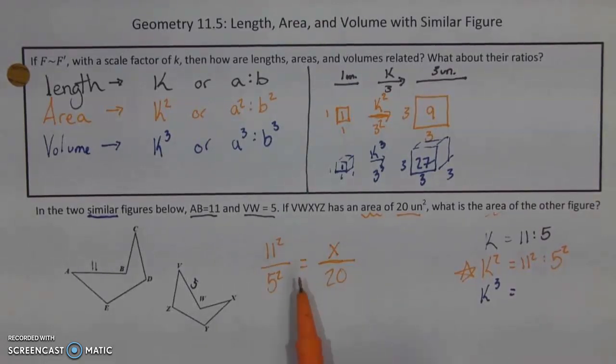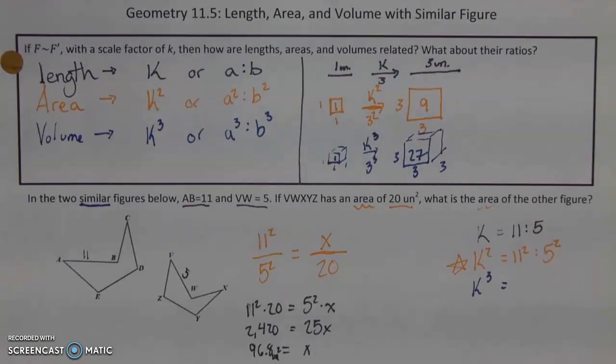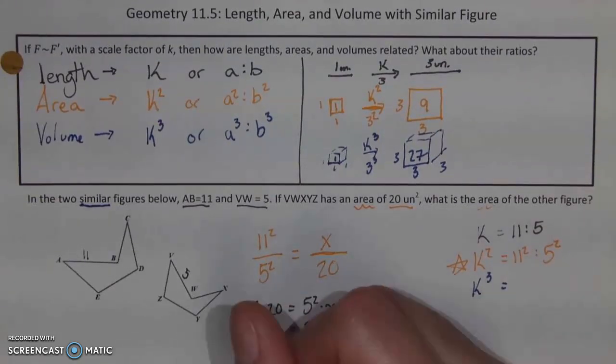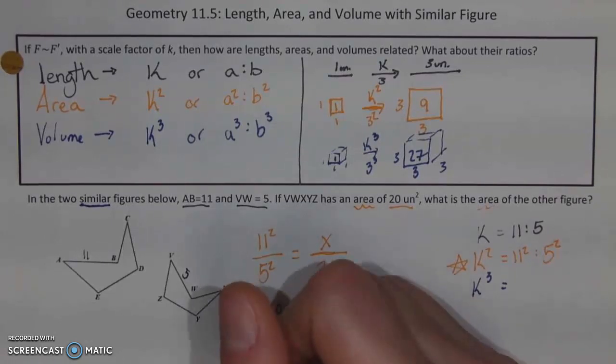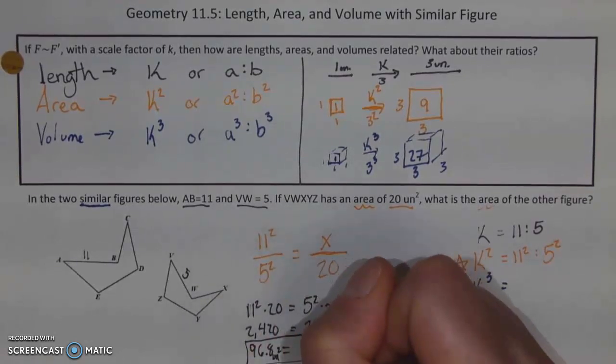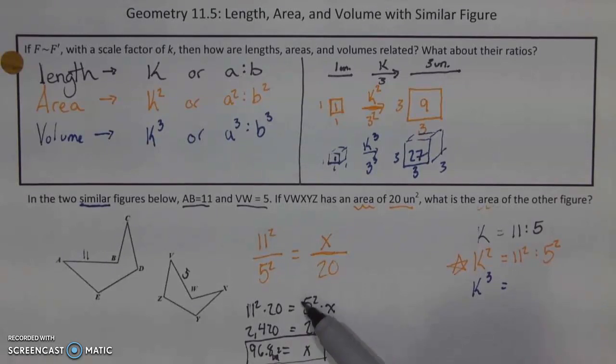Here, I can solve for x by cross-multiplying. Go ahead and try that out. You should find that x, that missing area, is 96.8 units squared. If you didn't, check your algebra by following along below.